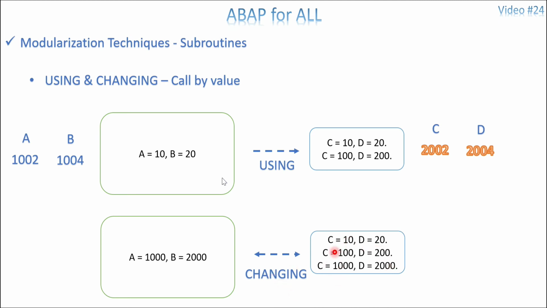So with changing, what happens, it won't reflect immediately because the addresses are different. If a change happens, it waits. For example, it receives C is equal to 10 and 20 initially, then it is changed to C is equal to 100 and 200, it won't reflect in your actual parameter because the addresses are different. And the last updated value of your formal parameter is 1000 and 2000, and at the end of the subroutine, the last and latest value is going to be reflected in your actual parameters.